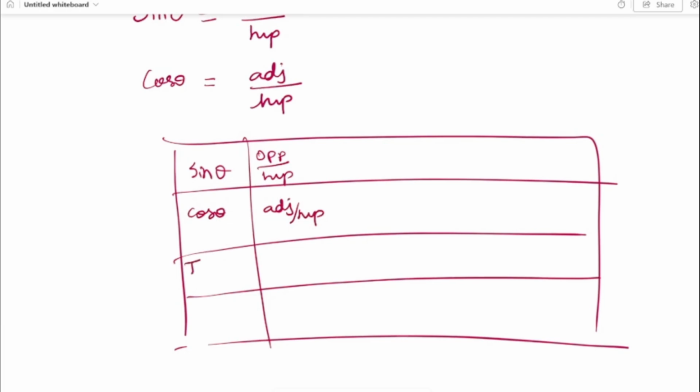And tan theta. Tan theta is basically the ratio of sin theta and cos theta. Sin theta divided by cos theta. Remember this. When you divide these in terms of the sides, it becomes, and I'm going to do it on the side, a little bit of algebra: opposite over hyp divided by adjacent over hyp. Okay, these two cancel off.